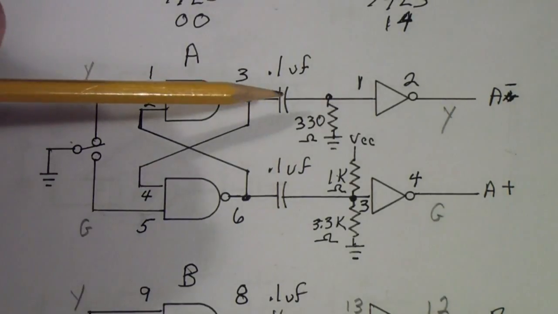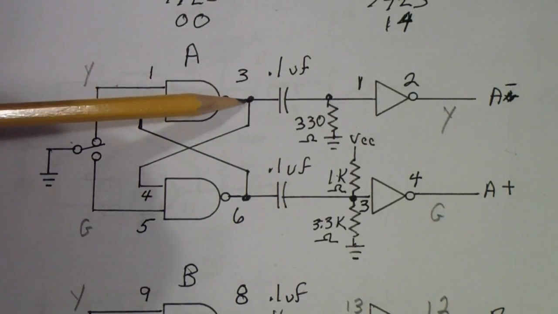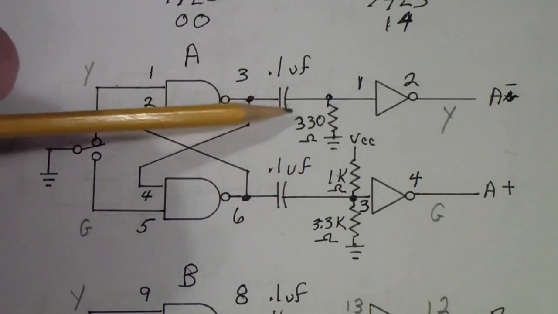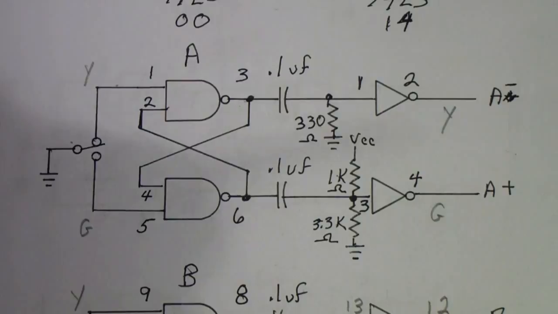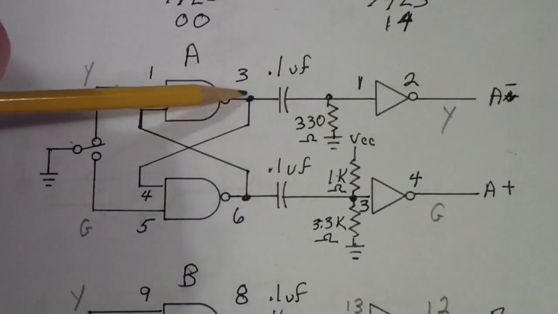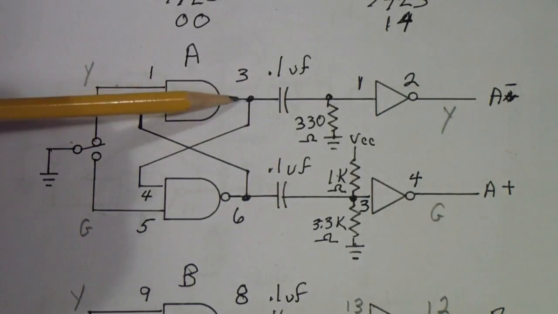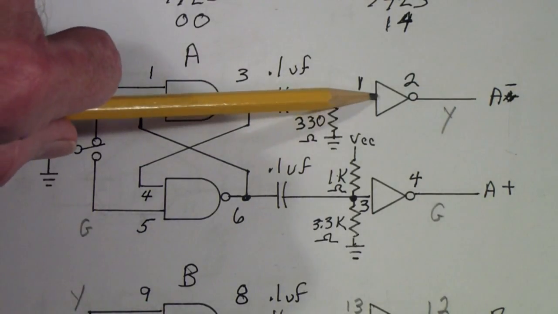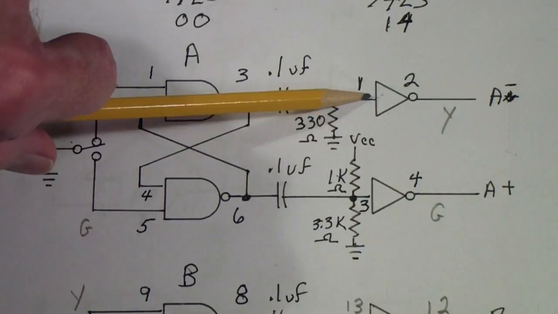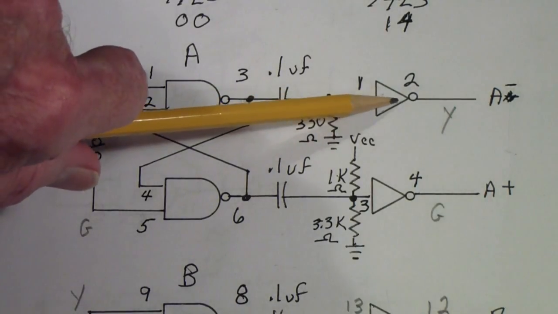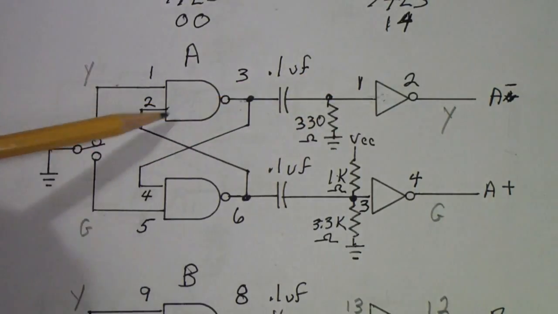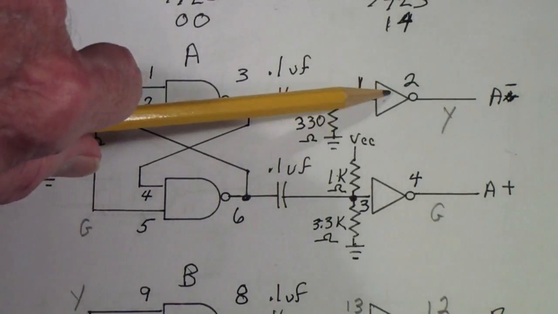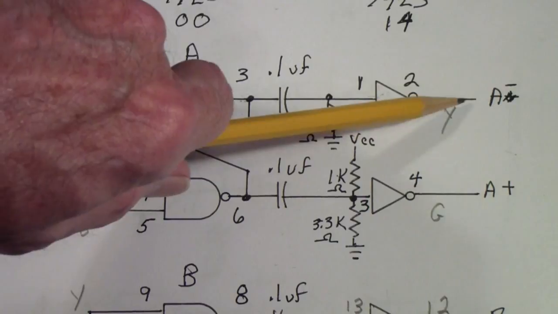As you notice, this output is connected through a capacitor. A capacitor only passes changes. So a signal passes through this capacitor whenever this point changes, and it's applied to this inverter gate. And this is really just a buffer. Based on this changing, this will change as well.